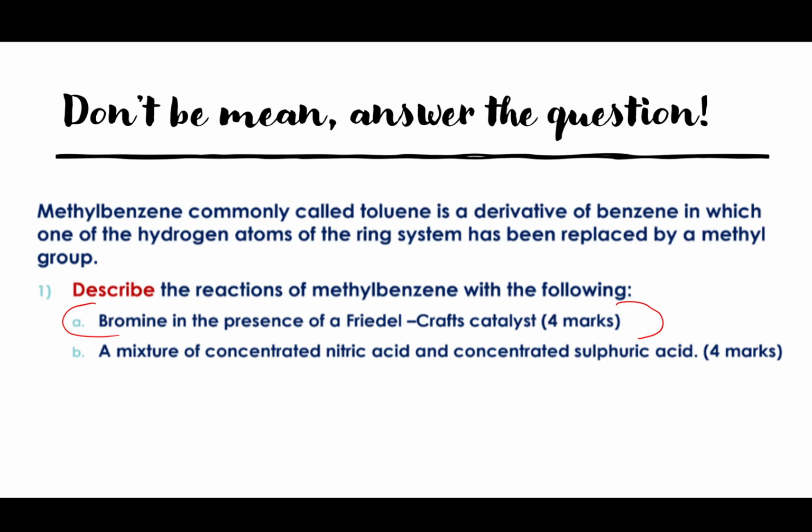One of the major products will be 2-nitromethylbenzene, and the next major product will be 4-nitromethylbenzene. That is because it is a 2,4 directing group. So when we're asked to describe the reactions, that's what we're talking about. And notice that there's no meta position of bromine on the ring. We're not asked to do the mechanism, we're just describing them. So if you guys want to have a go at that, have a go at that.